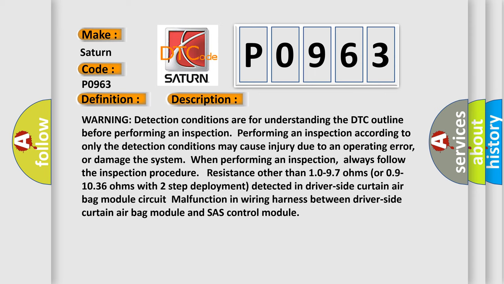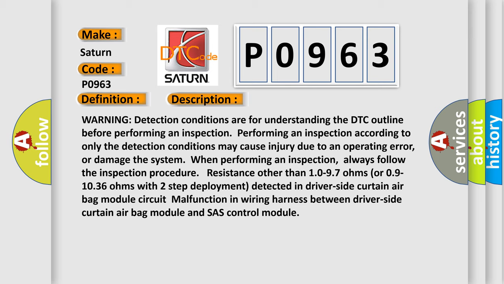Warning: detection conditions are for understanding the DTC outline before performing an inspection. Performing an inspection according to only the detection conditions may cause injury due to an operating error, or damage the system when performing an inspection. Always follow the inspection procedure.